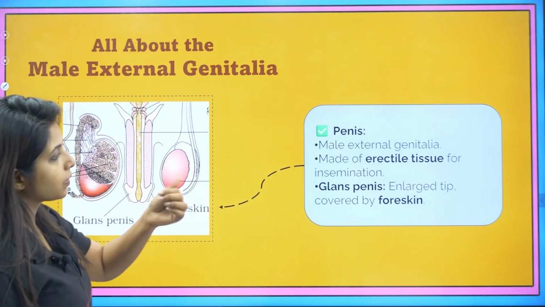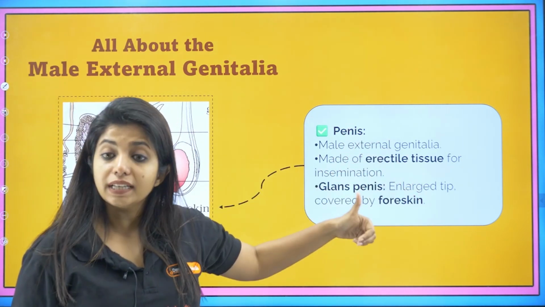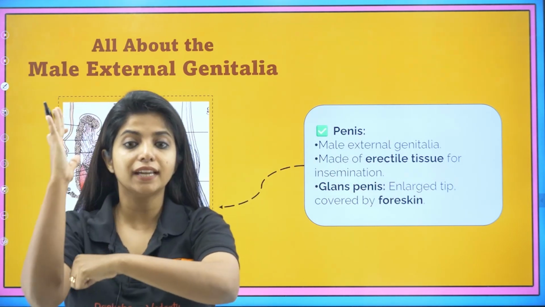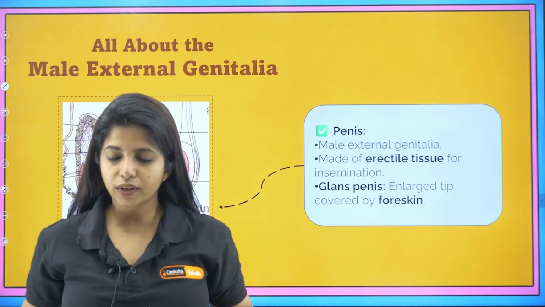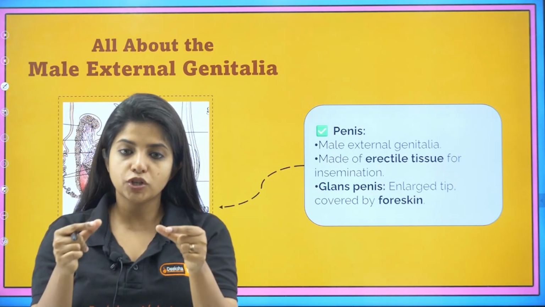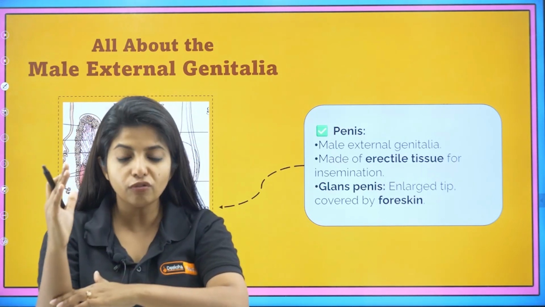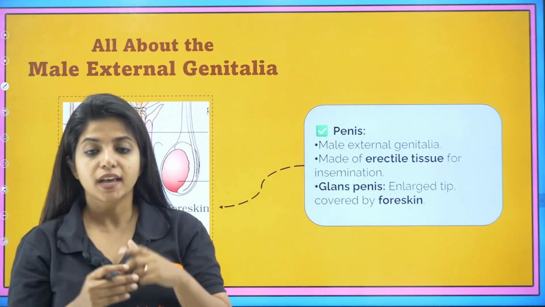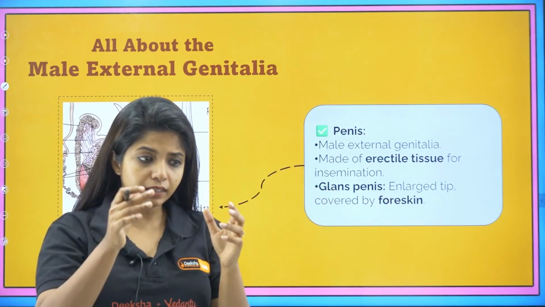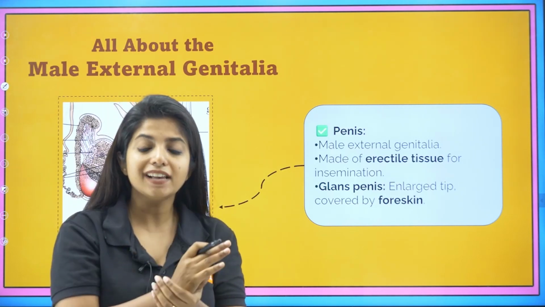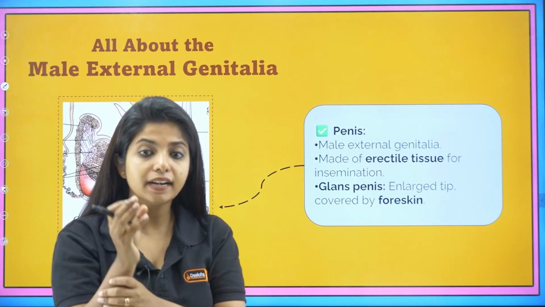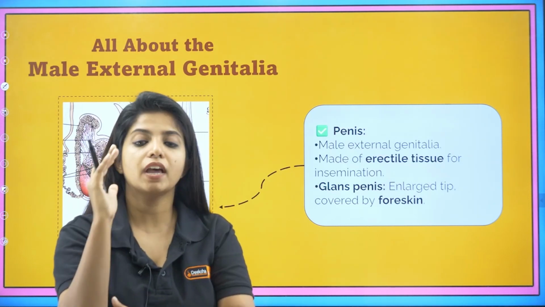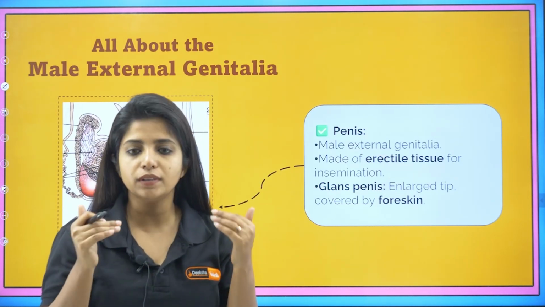So the penis, if we say, it is made up of erectile tissue for insemination. So what do you mean by erectile tissue? First thing, erectile tissue is something that can get erect, can move upright like this. So it is made up of erectile tissue, which is why the penis is able to move, and with this movement only it is able to inseminate. What do you mean by insemination? Basically, this penis has to get inside the female body, and there it has to release the sperm. So this whole process of erection and also the release is known as insemination.